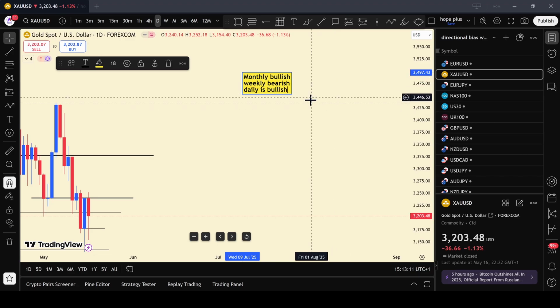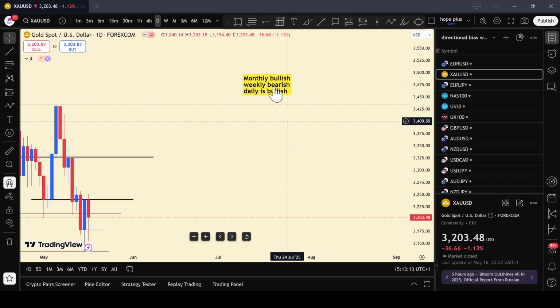Within my VIP, I explain what they need to do. By the time you have the 3 time frames giving you different signals, bullish, bearish, bullish, what do you do?